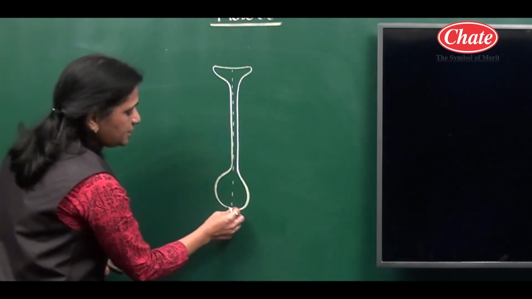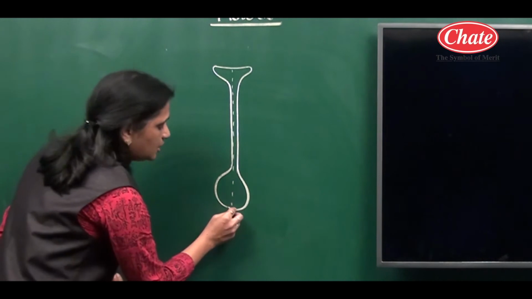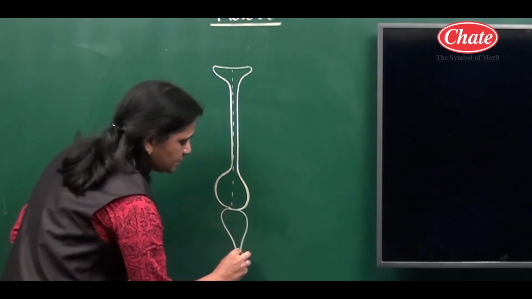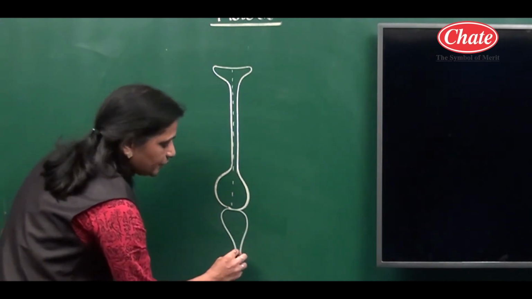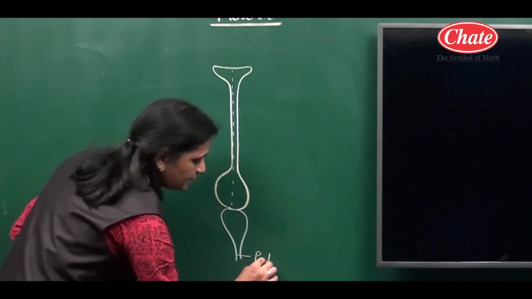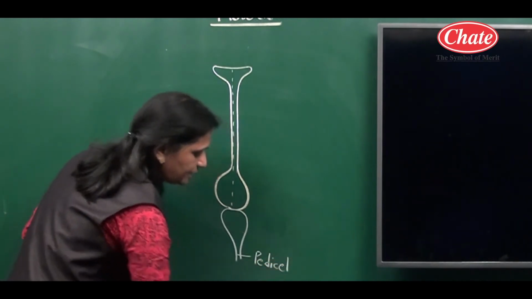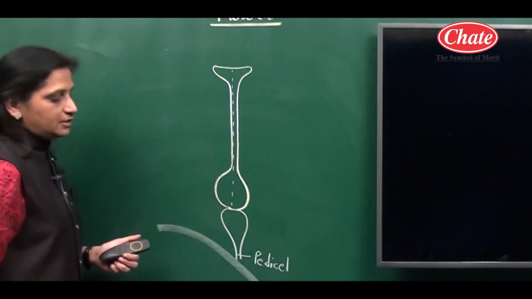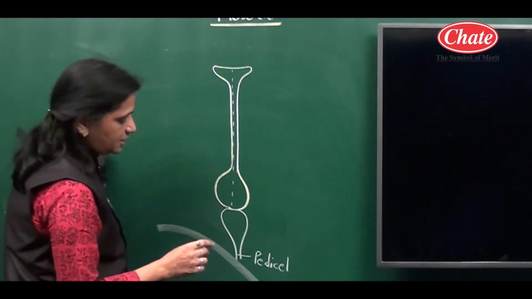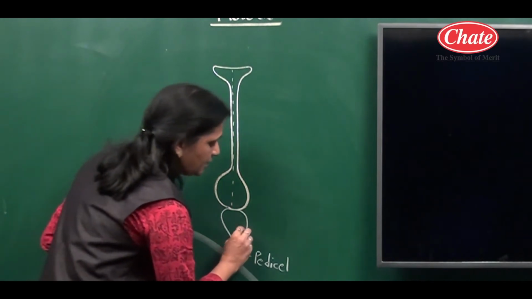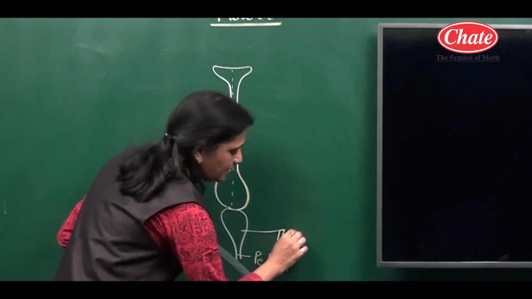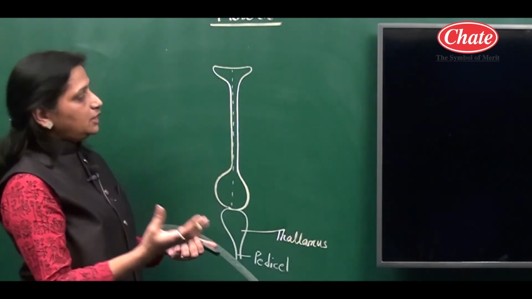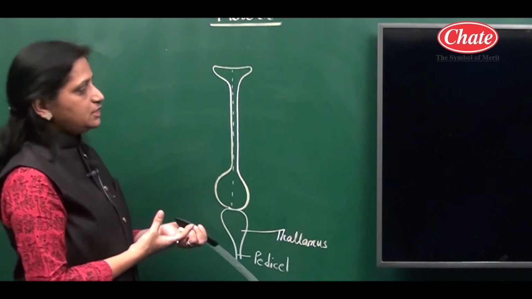And where is it situated? It is situated on the thalamus, so we have to draw the thalamus. This is known as the pedicel, the first part of the flower, which attaches the flower to the stem. The next part of the flower is the thalamus. Thalamus is the swollen part of the pedicel, which holds all the four whorls of the flower.